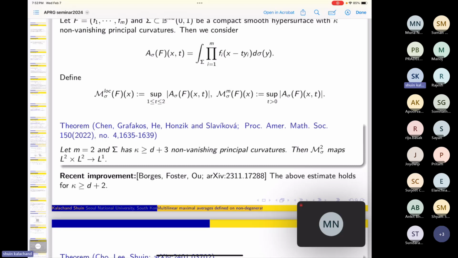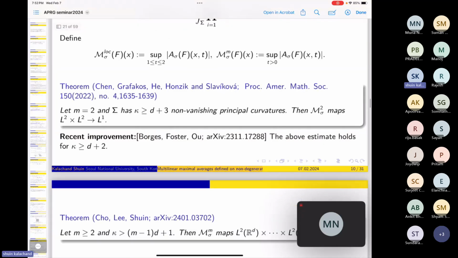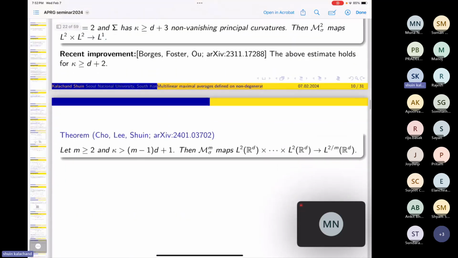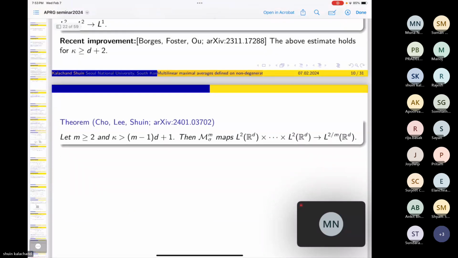Now we want to consider the multilinear analog of this operator, which we define here, M sigma. For the multilinear case, we proved that if the hypersurface sigma has kappa non-vanishing principal curvatures, with kappa strictly bigger than (m minus 1) times (d plus 1), then this operator maps L2 times ... times L2 to L2 over m.